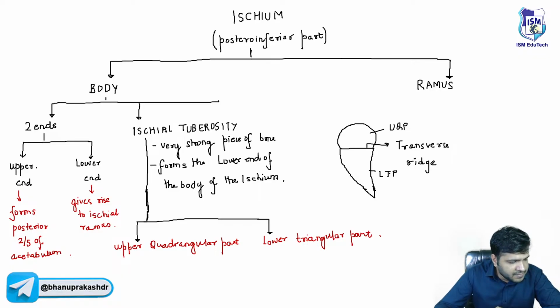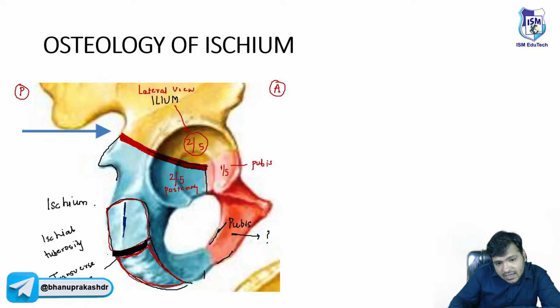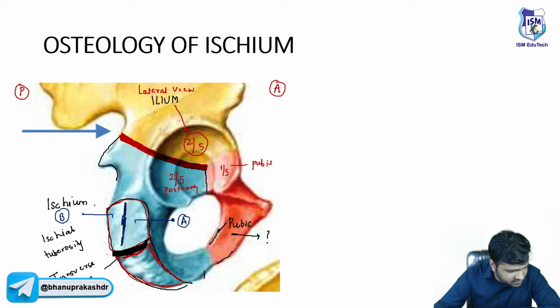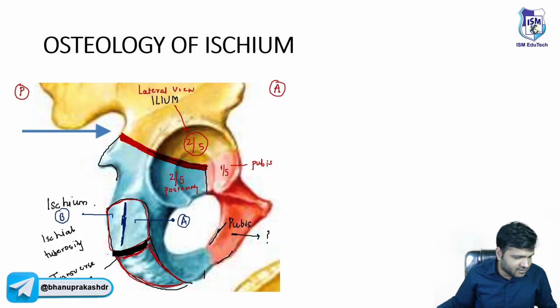Now remember beta, the upper quadrangular part is again divided by an oblique ridge into two parts. दिमाग चाहिए मुझे तुम लोगों का। ये वाला part will be marked as A and this part will be marked as B. Now you are going to tell me beta which one is medial and which one is lateral. चलो A और B में से medial क्या है और lateral क्या है?